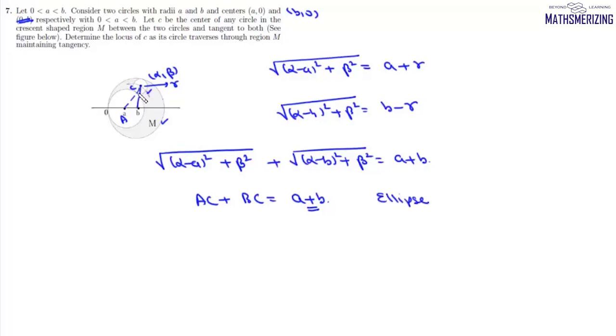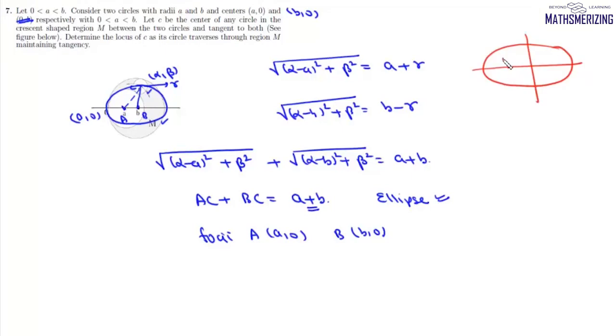So the center of this smaller circle C will lie on an ellipse whose foci are at (a, 0) and (b, 0), and which passes through the origin. So this ellipse will pass through the origin and its foci will be at A, B. Now we have to write the equation of this ellipse.